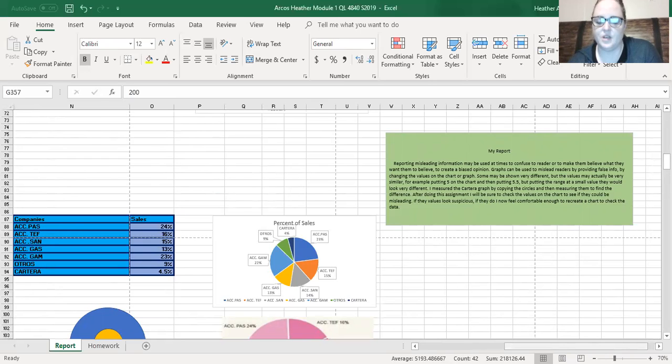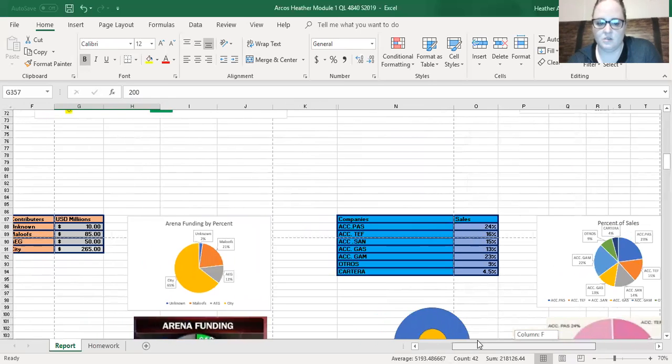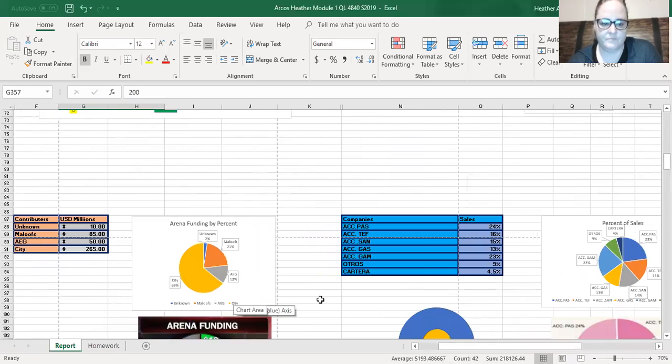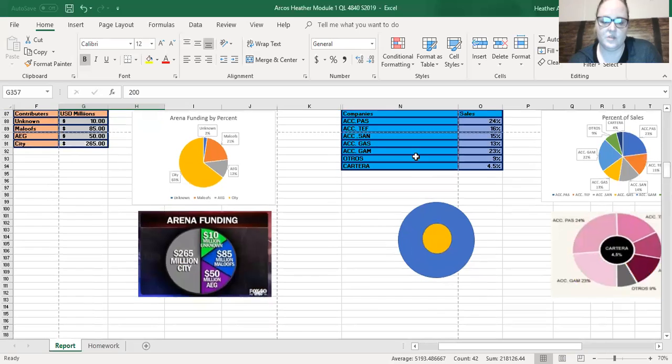For example, putting, what was that one? Okay, on this one, it looks like they wanted to show that they did half, but in reality, they did more than half.